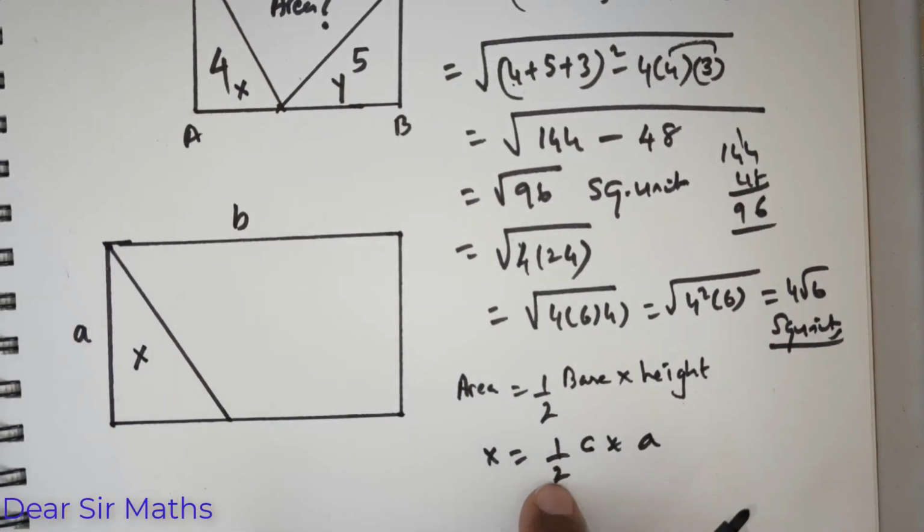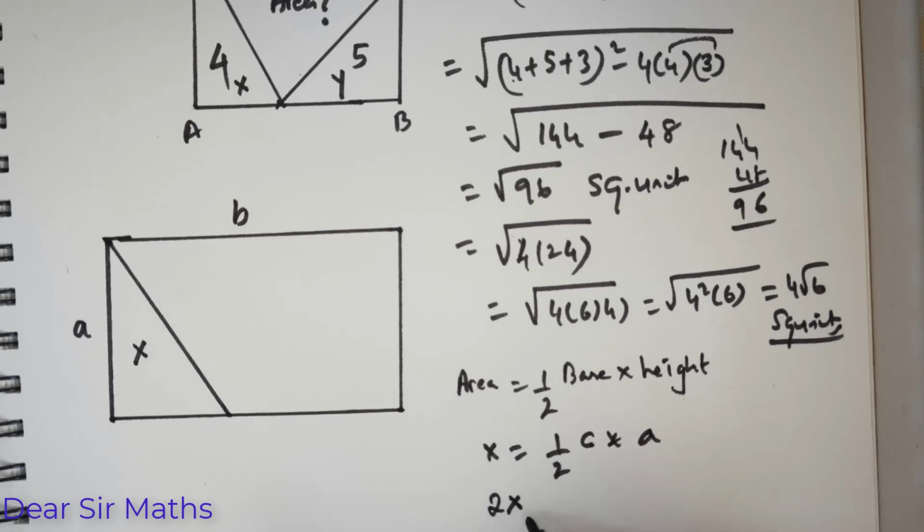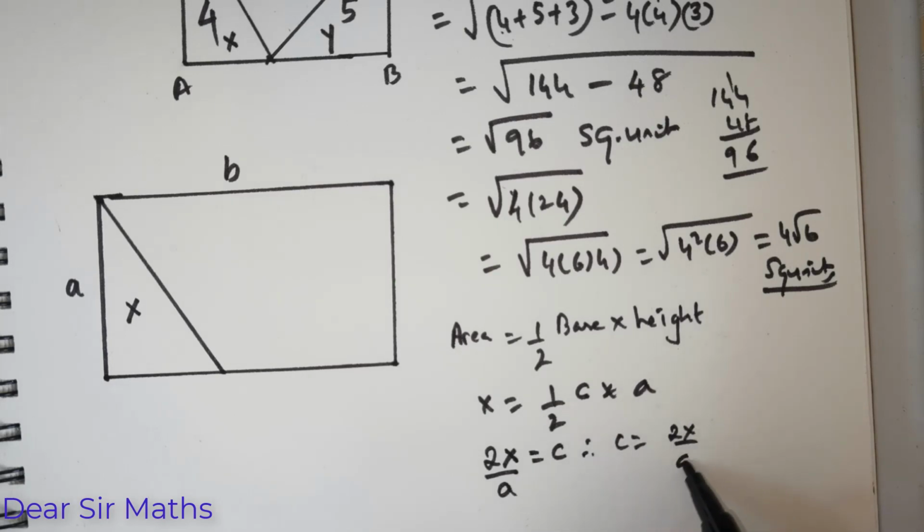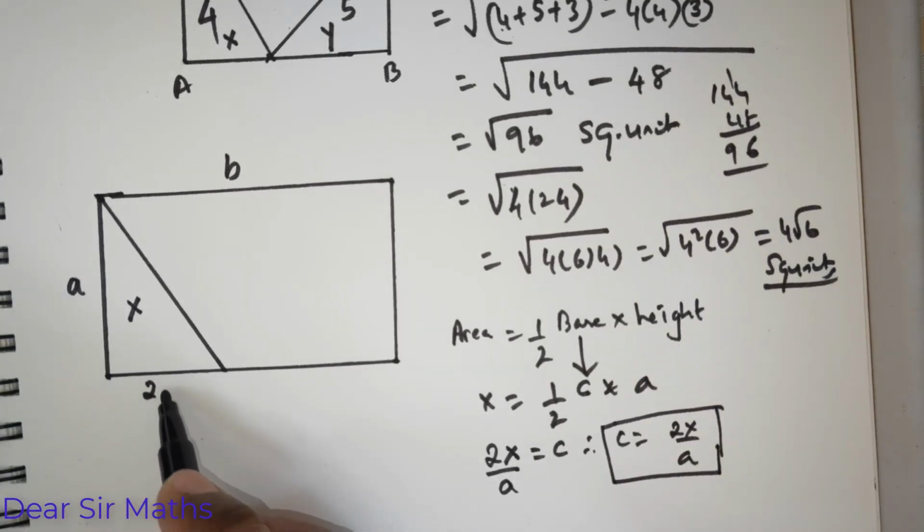Now I would like to write in terms of x and a. So that would mean I multiply this by 2 times. So this is going to be 2x is equal to c into a. So I will push the a down, so this is going to be 2x over a is equal to c. So therefore c is 2x over a. Now what did we take c to be? C is the base. So now I got a new base. So place that base, 2 times x over a.